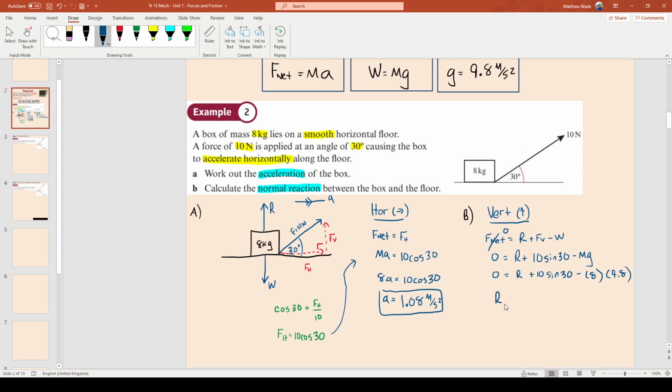Now the rest of the steps you don't have to show. Just bish bash bosh it in the calculator, get the answer. So it's going to be 8 times 9.8, take away 10 sine 30. And I've got an answer of 73.4. 73.4. Now R is a force, so we're dealing in newtons. And that's it. Bish bash bosh.